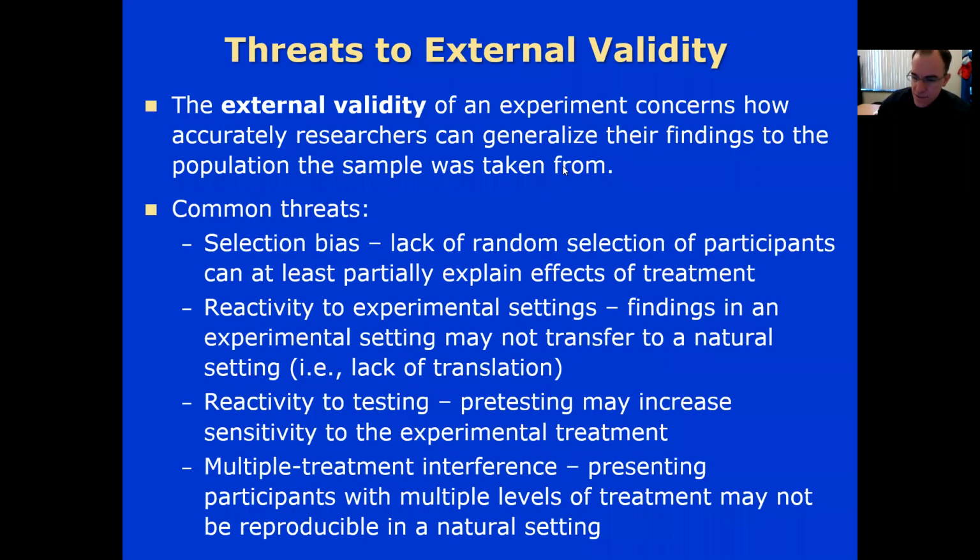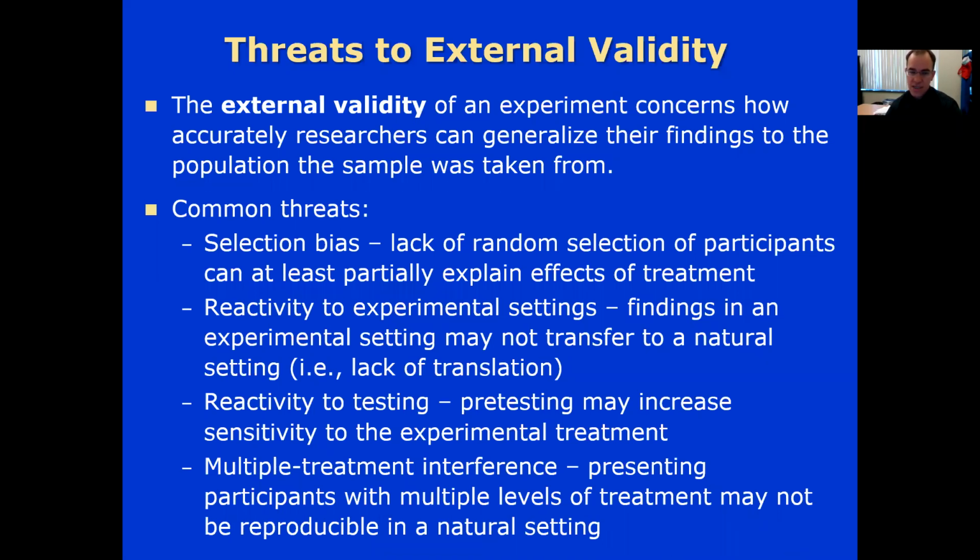So the next thing to consider is the external validity, which concerns how accurately researchers can generalize the findings of the research study to the population the sample was taken from. Many researchers are concerned a lot with their internal validity, but sometimes they may not be effective at preventing threats to external validity, and their generalizability of taking the findings from the research study to a larger population is limited. Well, there are some common threats to external validity you should be aware of.